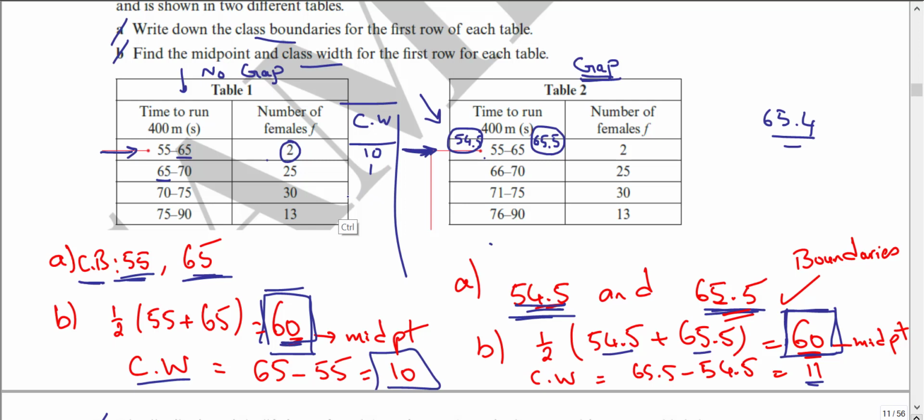No, for this one, it's going to be 5. I'm sorry, 70 minus 65 will be 5. For that one, also 5. And for the last one, it will be 15. So class widths here are not the same: 10, 5, 5, and 15.